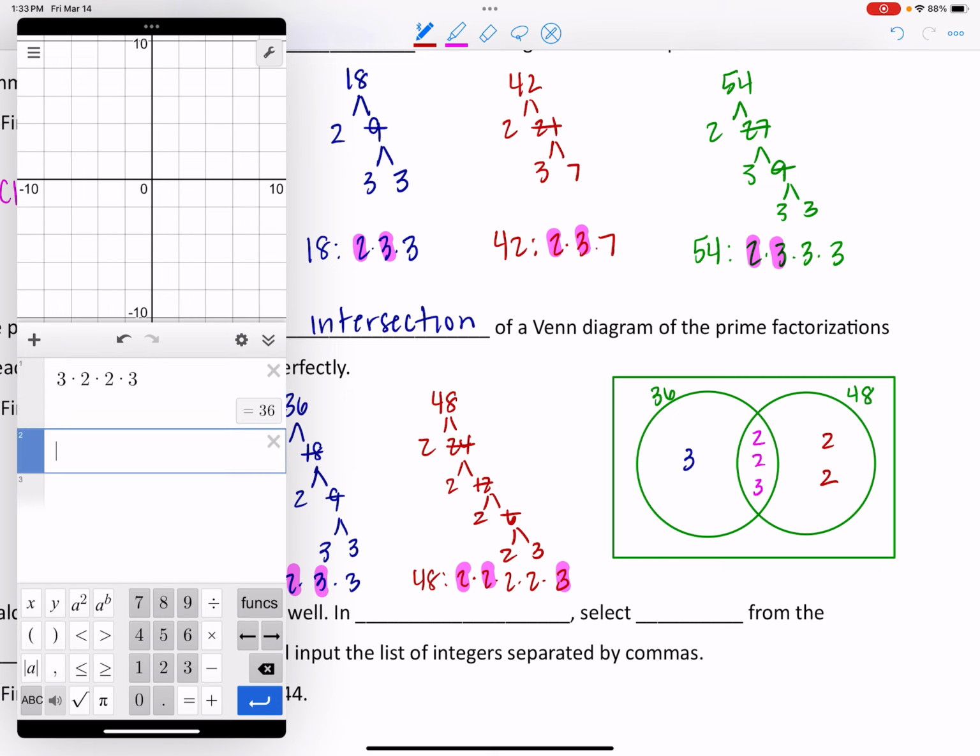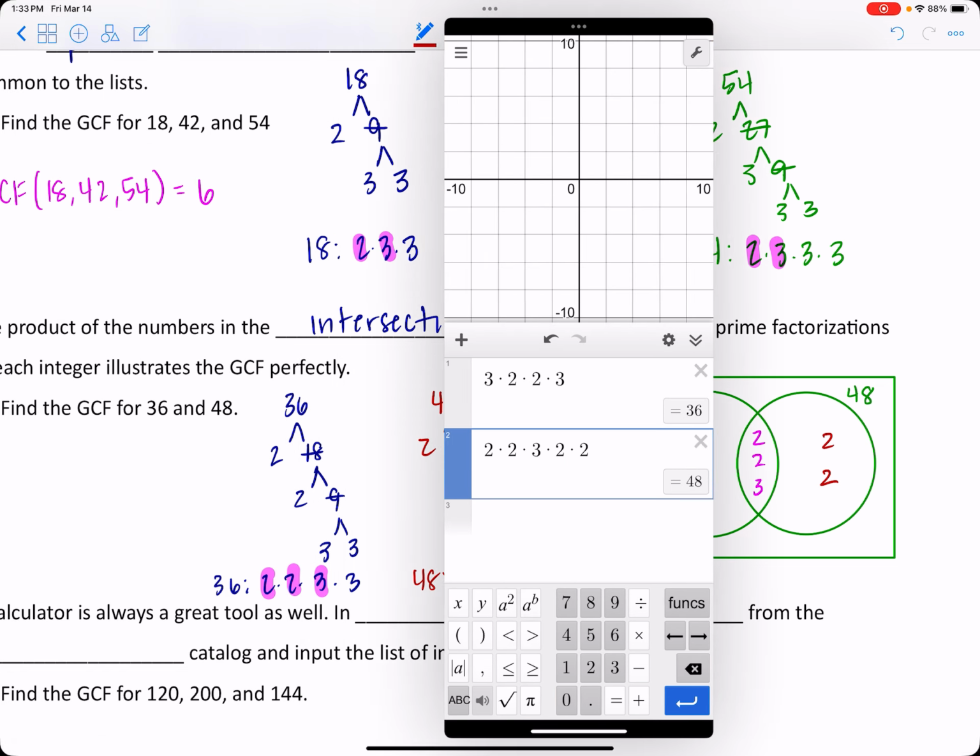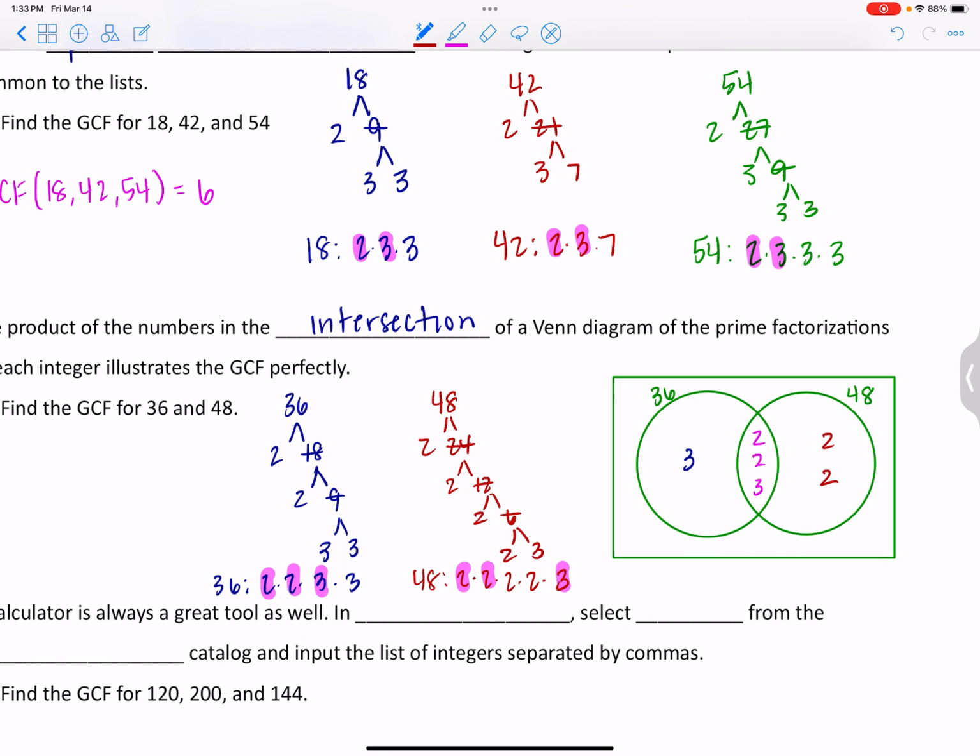I get the product of 36, and then I have the 2, 2, 3, and then the two more factors of 2 in my 48 circle, and I get that 48. Okay, now, again, the intersection, the factors they have in common, the same thing I identified in that previous problem, they just show up really nicely in our intersection for our Venn diagram. So right here, that intersection, that's where we're seeing that GCF.